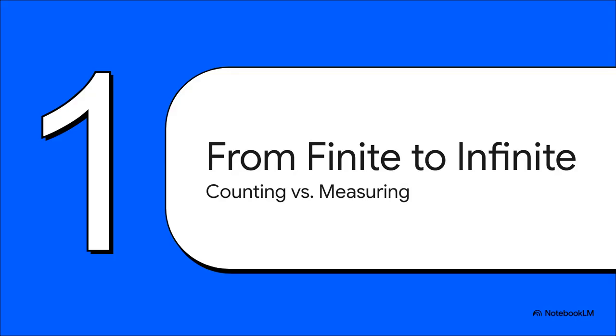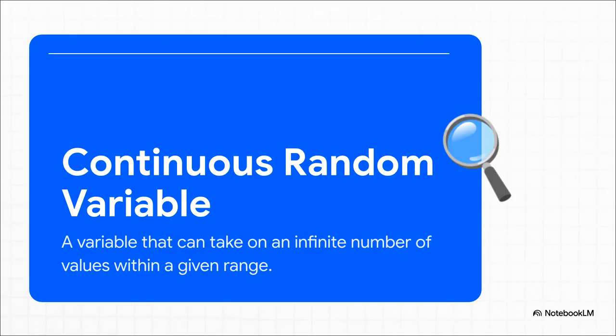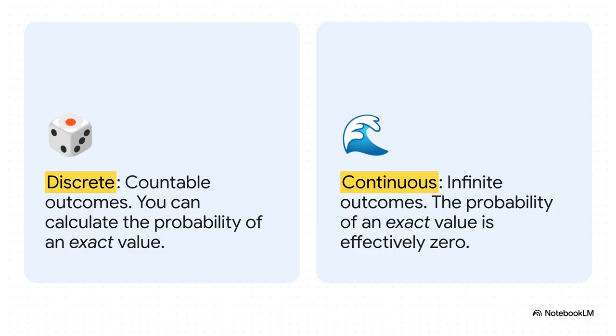So this huge difference between counting things, like those die rolls, and measuring things, like the weight of our tea, is really the key to this entire explainer. Let's really dig into it. Okay, so the official term for a variable like weight, or time, or temperature is a continuous random variable. The key word here is continuous. It means it can take on any value within a range, not just these neat separate steps.